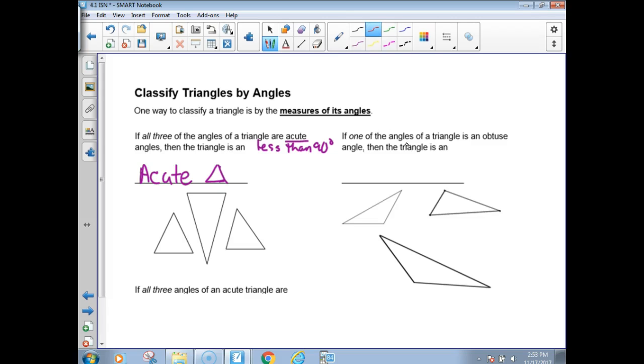Now, for the next one, if one of the angles, and it only has to be one, and it only can be one, of a triangle is an obtuse angle, then the triangle is an obtuse triangle. I'm going to identify the obtuse angle in each of these triangles. The angle that's big and wide here is this one on the first triangle, this one on the second triangle, and this one on the third. Those are the obtuse angles. Note that the other two angles are really small. They're acute angles, but it just takes that one angle to be obtuse.